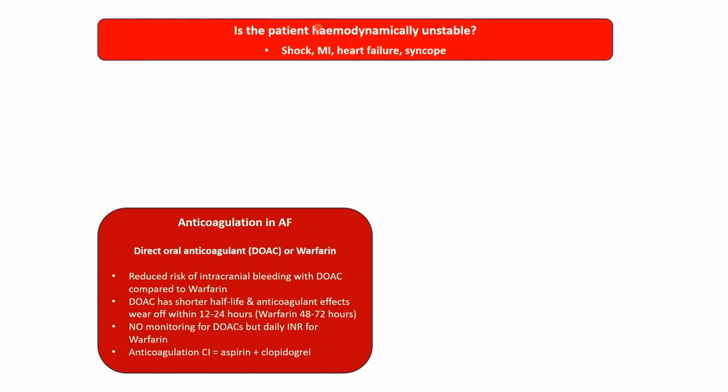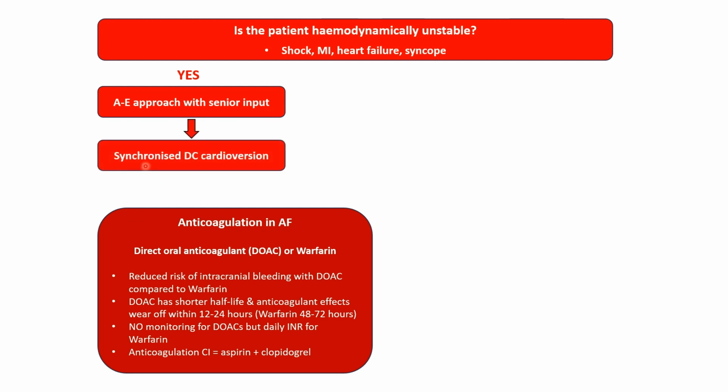So first, we want to think: is the patient hemodynamically unstable? If a patient is hemodynamically unstable, they could be in shock, could have just had a heart attack, could be in heart failure, or just generally have syncope. So if they are, you want to do an A to E approach. A, call for help. You want to get plenty of people there. You want some senior input, and we want to go ahead with this synchronized DC cardioversion.